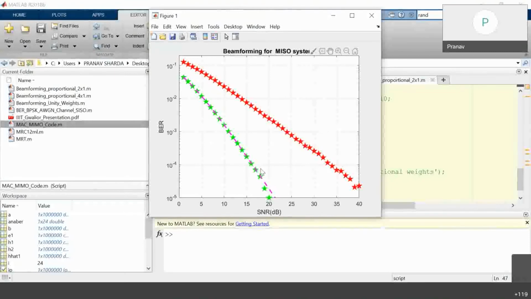So this gap shows that when you select the beamforming weights in accordance to the knowledge of the channel coefficients, the performance enhances significantly. This lower curve corresponds to the beamforming scenario with the proportional beamforming weights, and this upper red curve corresponds to a simplistic beamforming scenario where you took the beamforming weights to be unity.